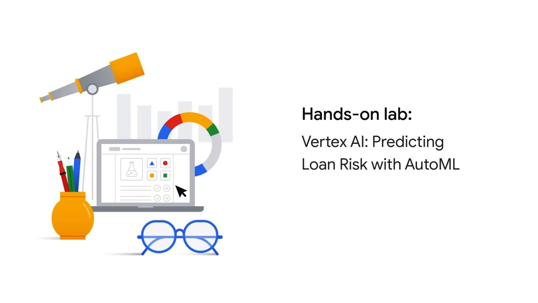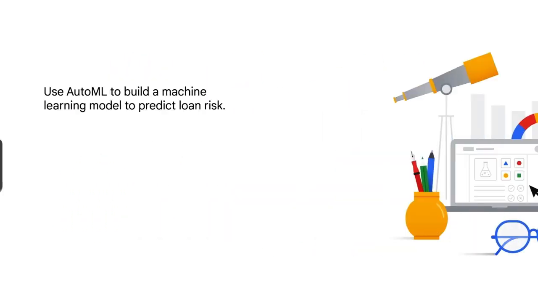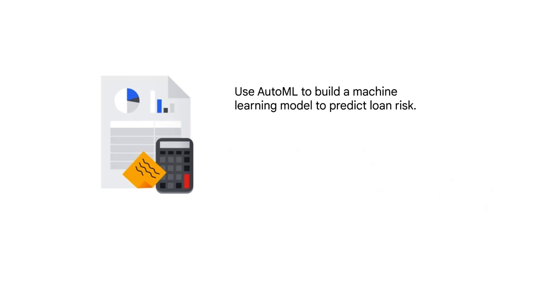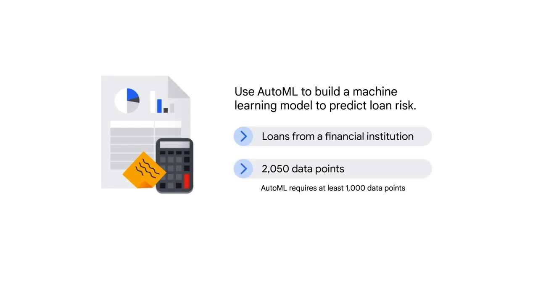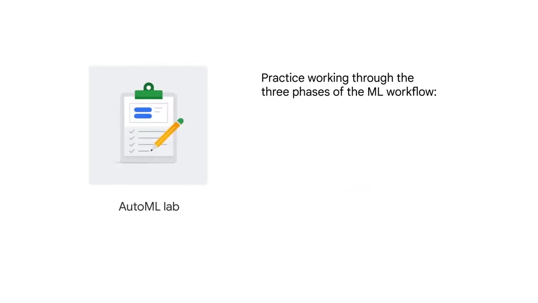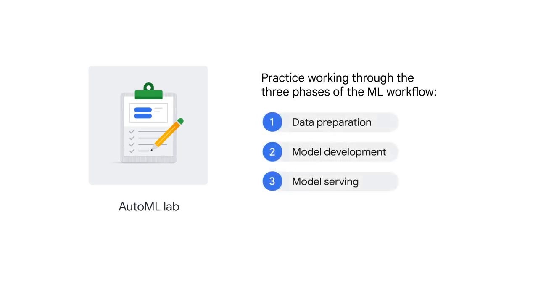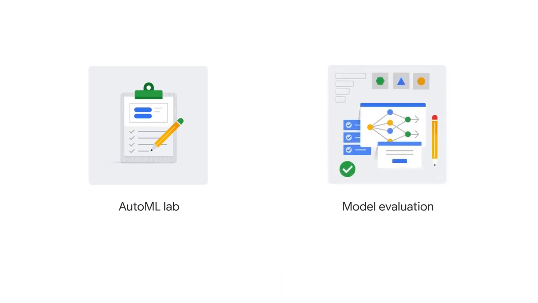Let's put what you've just learned into practice with a hands-on lab. In this lab, you'll use AutoML, a no-code tool, to build a machine learning model to predict loan risk. The dataset used in the lab relates to loans from a financial institution and has 2,050 data points. AutoML requires at least 1,000 data points in a dataset. The goal is to practice working through the three phases of the machine learning workflow: data preparation, model development, and model serving.